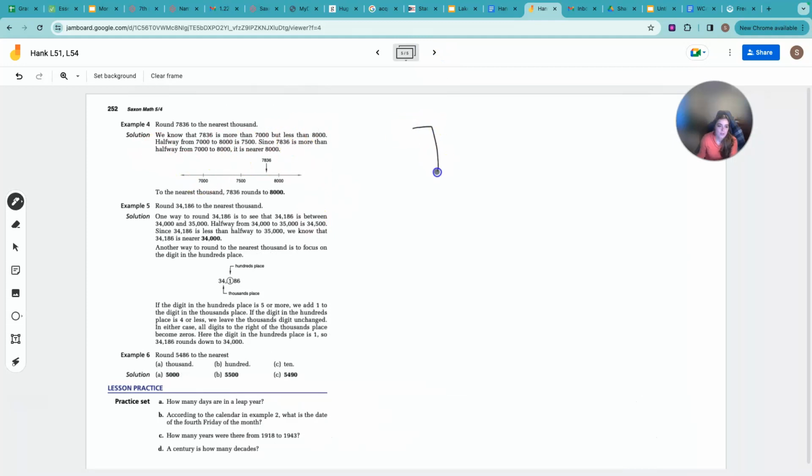Example 4 says round 7,836 to the nearest thousand. It's really important where it tells you to round. So it says to the nearest thousand. So this is the thousands place, right? So we look at the rest of this and say, is 836 closer to 7,000 or 8,000?